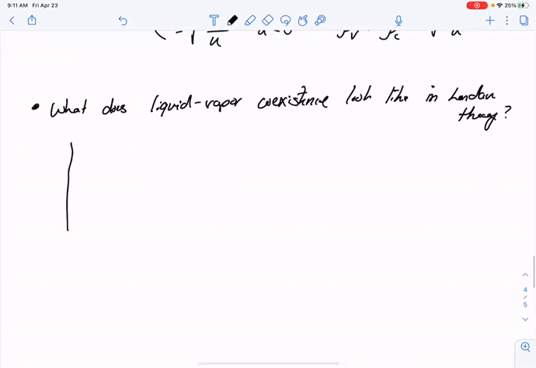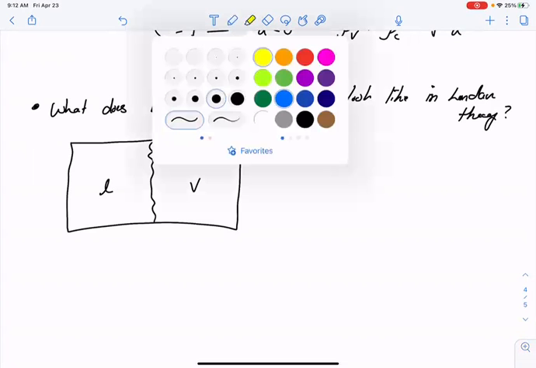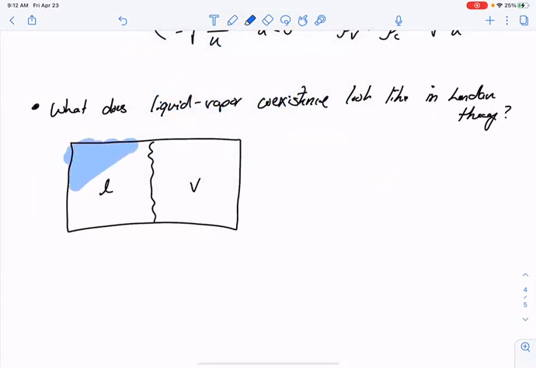So we can imagine working under conditions of coexistence where our liquid is in contact with our vapor. So this is some high density state. And on the right, some low density state. For T less than Tc, we should expect to be able to form that interface and for that interface to be stable.